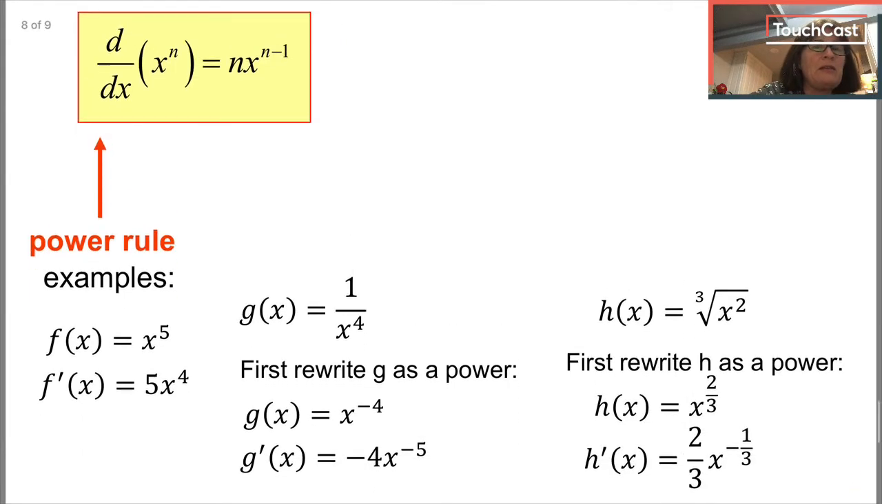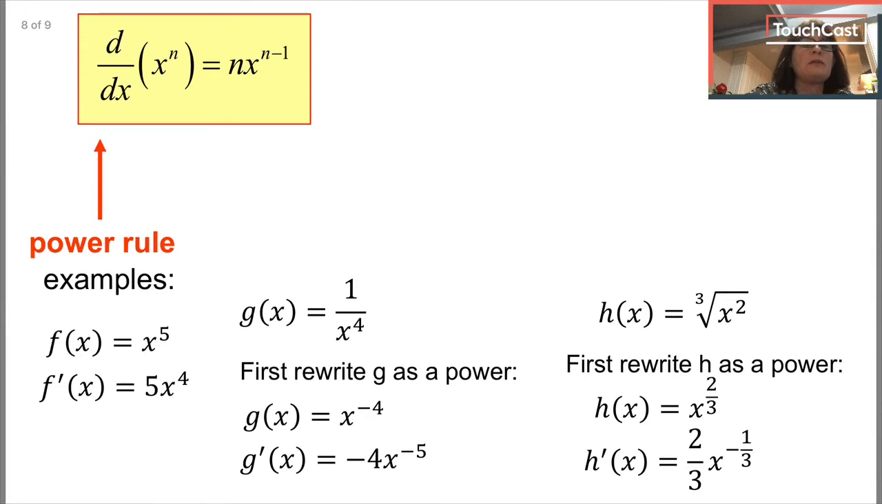So I want to talk about this example first. This is the most common way you're going to see the power rule. If I want to take the derivative of x to the fifth, that 5 comes down to the front, becomes a multiplier, and my new exponent is 1 less than the old exponent. So that 5 dropped down to the front, my new exponent is 1 less, which is 4. So if f of x equals x to the fifth, then f prime of x equals 5x to the fourth.